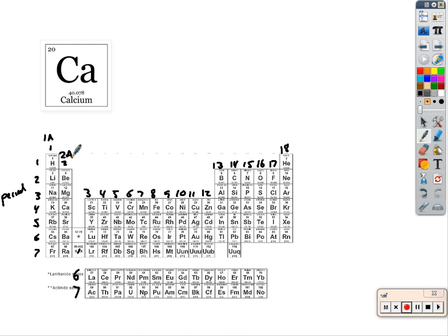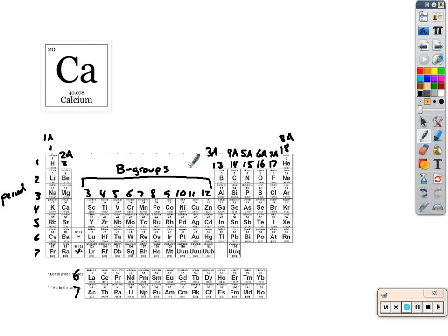Group 13 is going to be called 3A. Group 14 is going to be 4A. 15 is going to be 5A. 16 is going to be 6A. 17 is going to be 7A, and 18 is going to be 8A. And all these ones in the middle, these are going to be called the B groups. So again, group 1 is going to be 1A, group 2 is going to be 2A, group 13 is going to be 3A, group 14 is going to be 4A, 15 5A, 16 6A, 17 7A, and 18 8A.